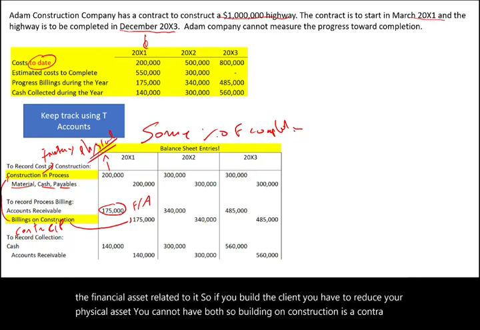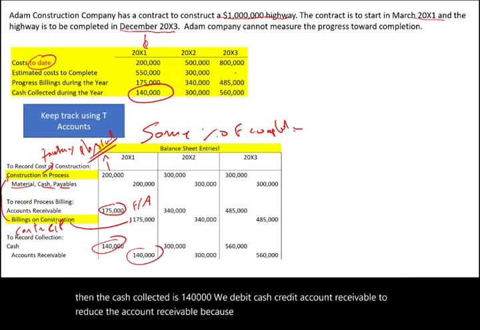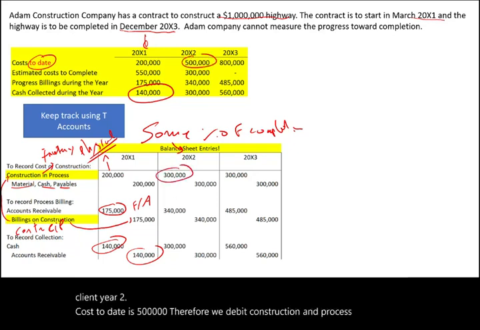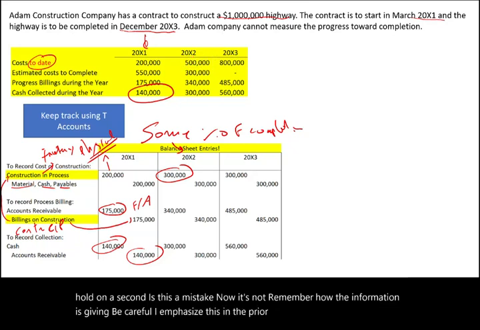Then the cash collected is 140,000. We debit cash, credit account receivable to reduce the account receivable because we collected from the client. Year two, cost to date is 500,000. Therefore, we debit construction in process 300,000. Hold on a second. Is this a mistake? No, it's not. Remember how the information is given. Be careful. I emphasized this in the prior session. You are given cost to date.